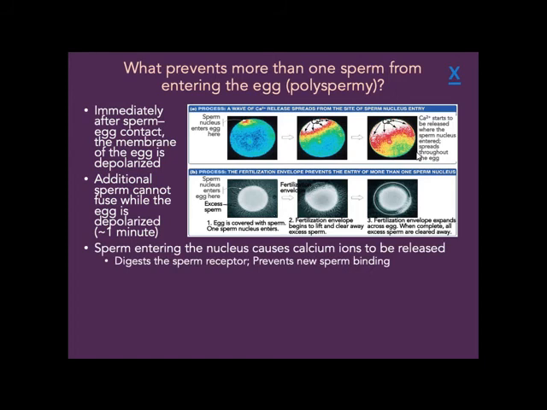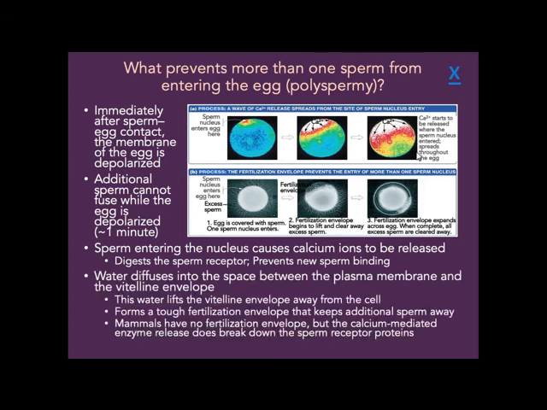So sperm entering the egg causes calcium ions to be released. That digests the sperm receptor, okay? And when the calcium ions digest the sperm receptor, then new sperm can't bind, right? Because the bindin can't bind to anything. You also have water that diffuses into the space between the plasma membrane and the vitelline envelope, okay?